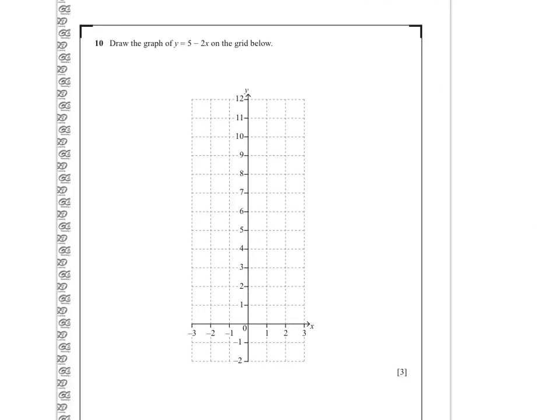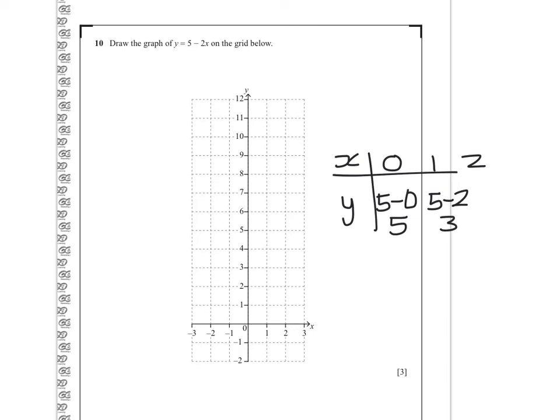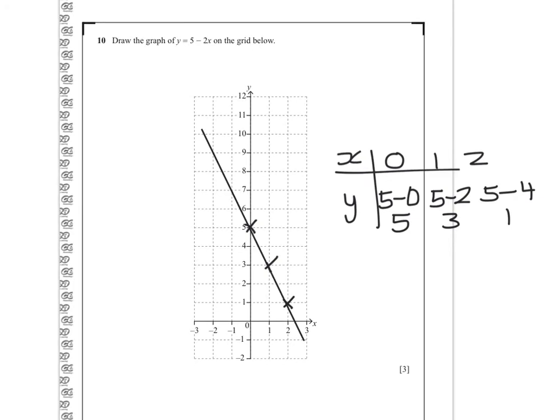To draw a straight line, you need 3 points. So I would normally pick an x value of 0, an x value of 1, and an x value of 2. The y is 5 minus 2 times the x, so 5 minus 0. 5 minus 2 times the x, 5 minus 2. 5 minus 2 times the x, 5 minus 4, which is 1. So we have 0, 5, 1, 3, and 2, 1. We then take our ruler and draw a straight line with a pencil through these 3 points.